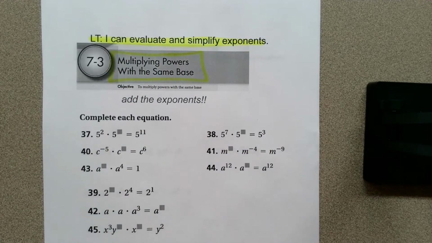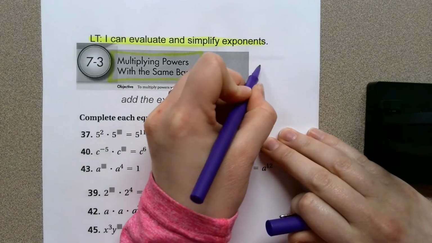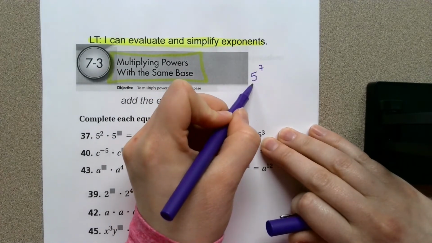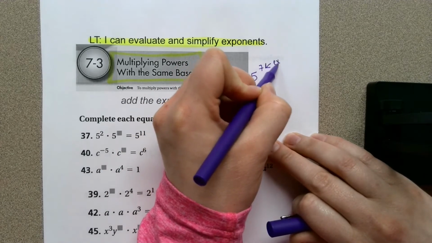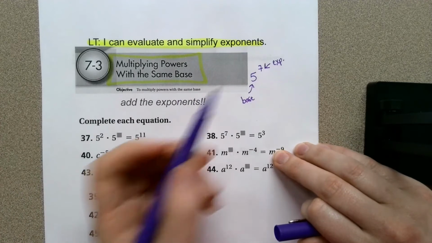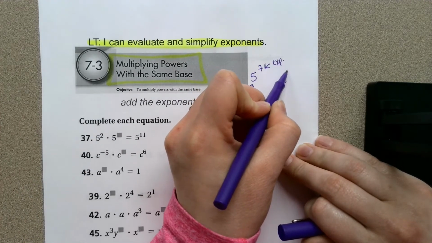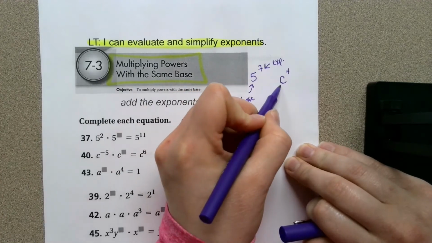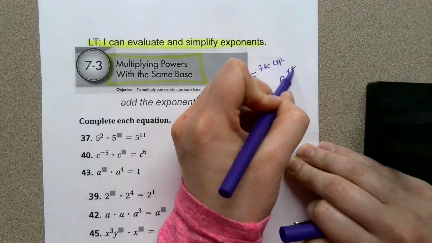When I say base, I mean if we were to have something like 5 to the 7th power, 5 is the base, while 7 is the exponent. Similar to if we had c to the 4th power, c is the base, and 4 is the exponent.